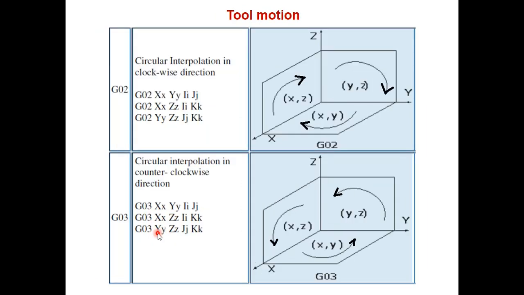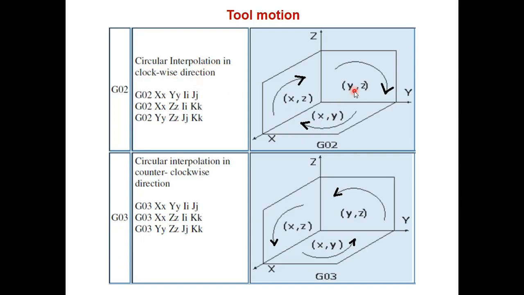Now as we saw, G01 is used for interpolation, which is linear in nature, so linear only. But if it is a circular thing, we have to use either G02 or G03. So G02 is circular interpolation in clockwise direction.